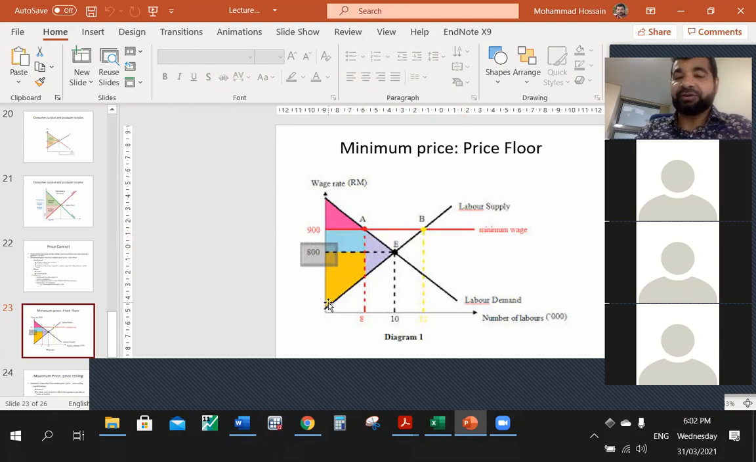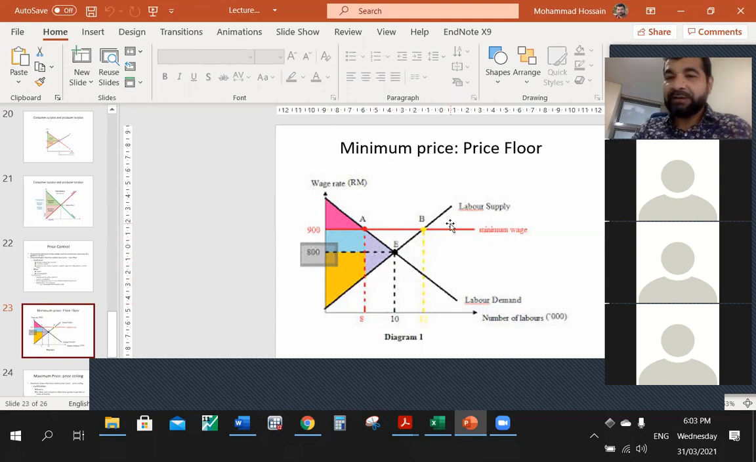This is a labor market we're talking about. Look, the product here is the labor. The price of the product is your wage rate. And the number of laborers is the quantity of labor in the market. And here is the labor supply, and here is the demand for labor. This is the demand curve for labor. Here is the supply curve for labor.